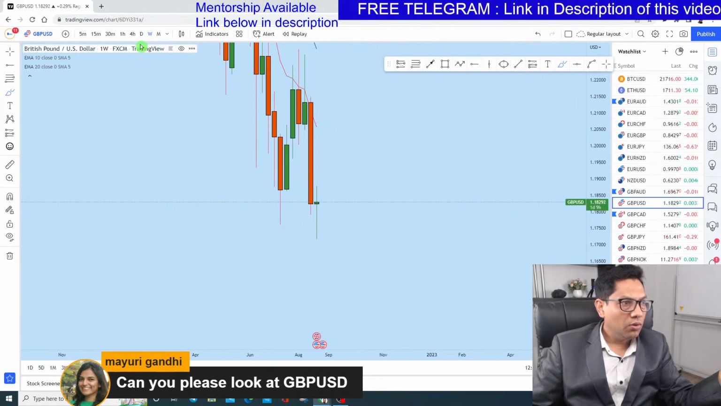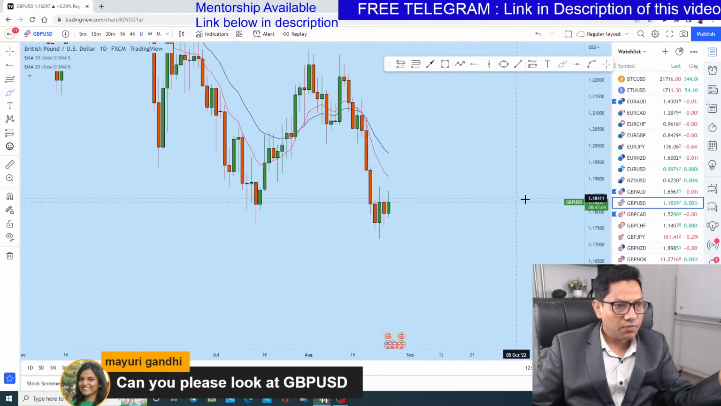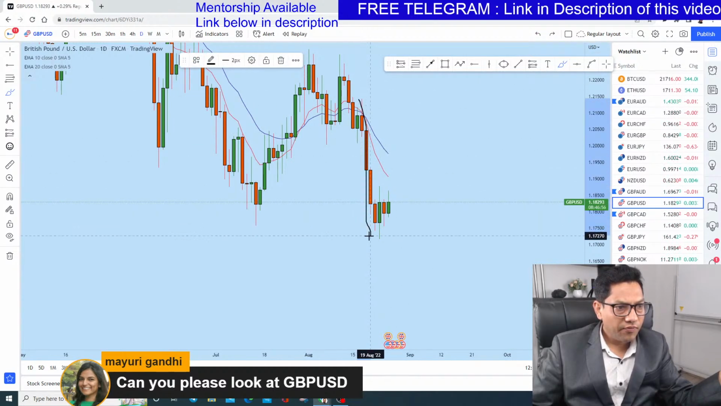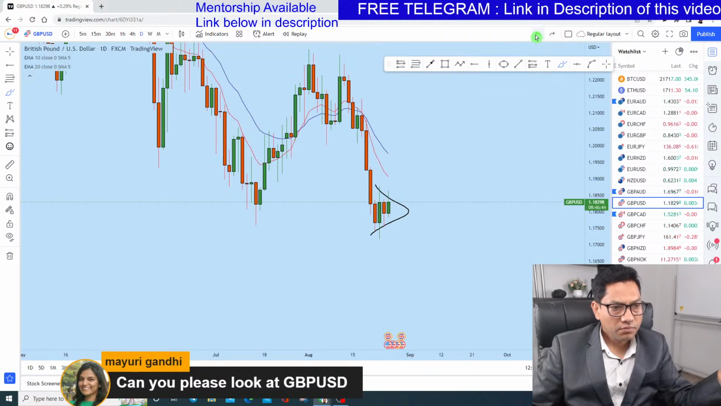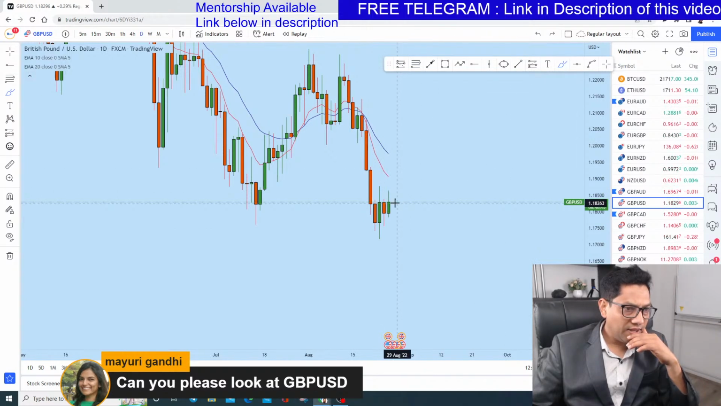Now, looking at the daily, the price is still creating a lower high. You see that there is an impulse followed by this triangular pattern. Now I think that from here we should see a drop.